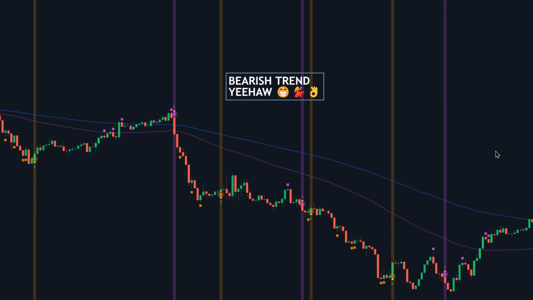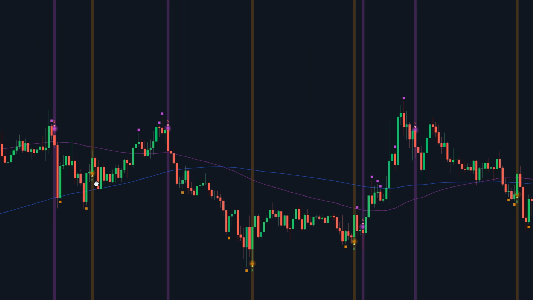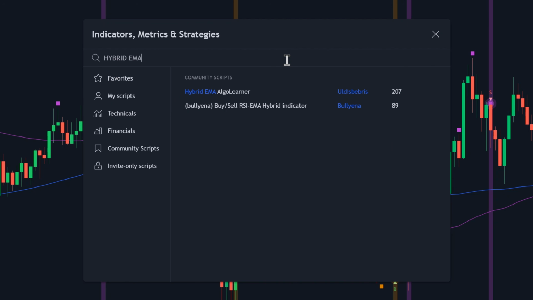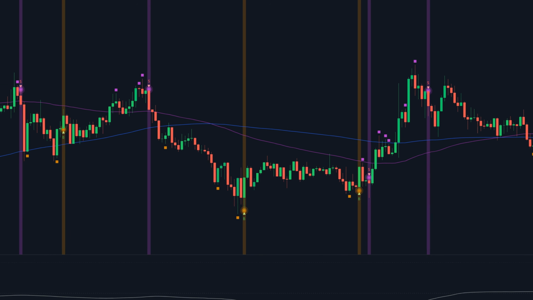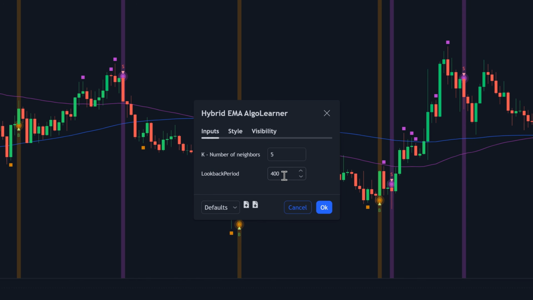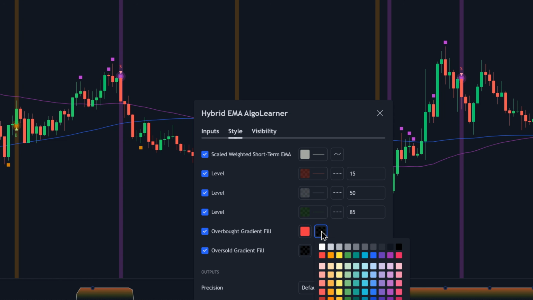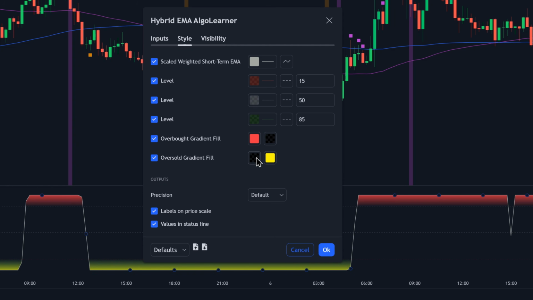Simple. Now, in order to finalize our strategy, we need to add one more indicator to the chart. Open the indicator search tab and type in Hybrid EMA and select this one right here. After adding this indicator, double-click on it so we can change some settings. On the Inputs tab, change the lookback period to 5. On the Style tab, change the overbought gradient fill to red for both colors. Then change the oversold gradient fill to green, again for both colors.